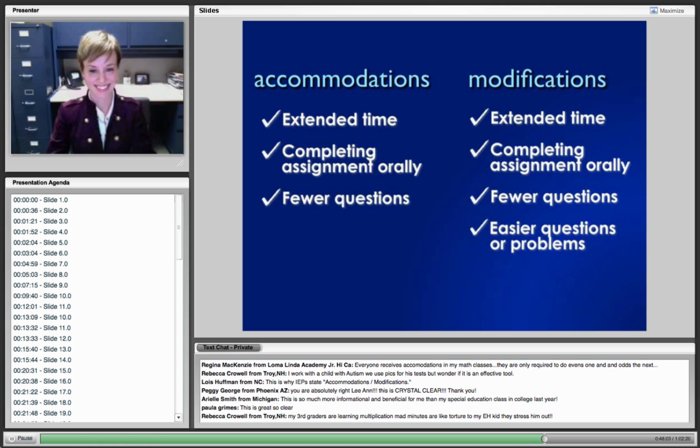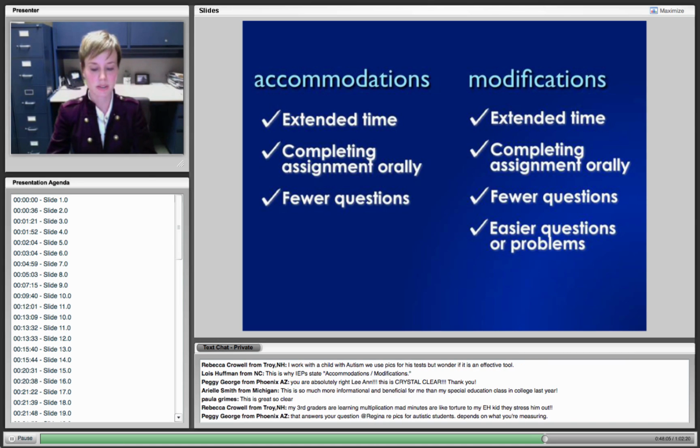Absolutely, Rebecca. Absolutely. And when a student is significantly behind grade level, it is important that we make those modifications. It is a modification, but it is important that we use those when it's necessary. Anytime we have easier questions or problems, that's a modification.